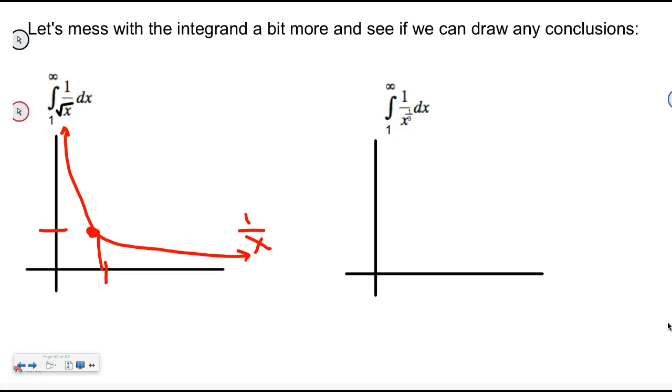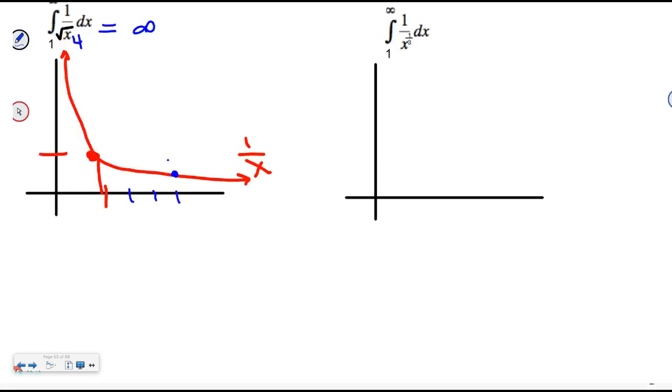Let's say at 4, 1 over x would have been at 1/4. Where would 1 over root x have been? Up at a half. Do you see how it would have been above it? What do you think my answer is going to be for this? Infinite amount. Yeah, or divergent. Now I'm going to show it to you with the work so you can see it.